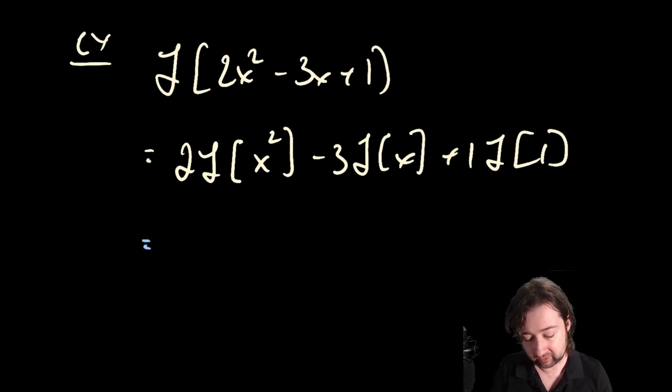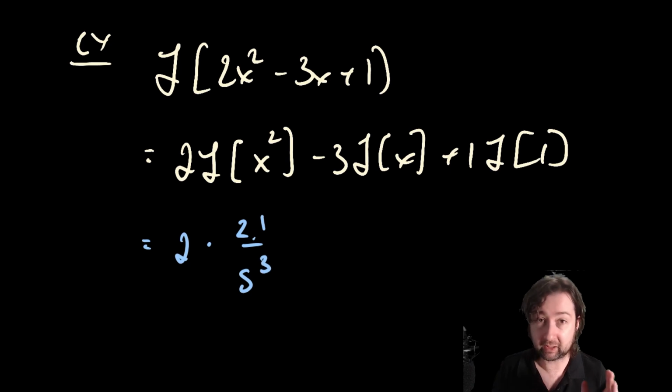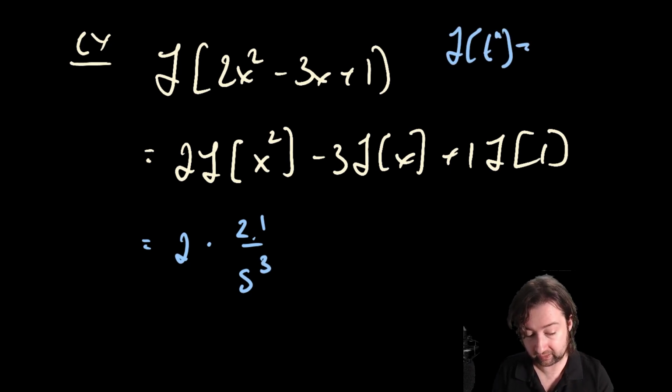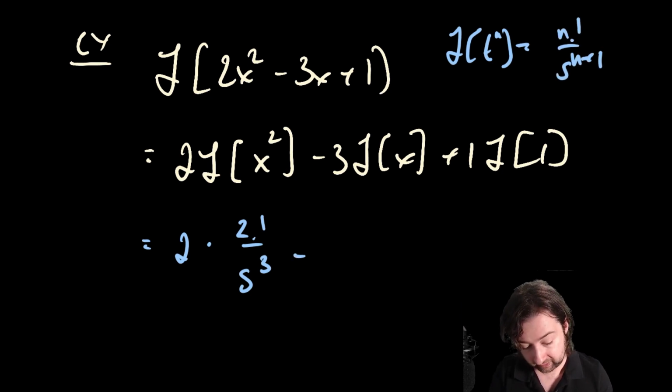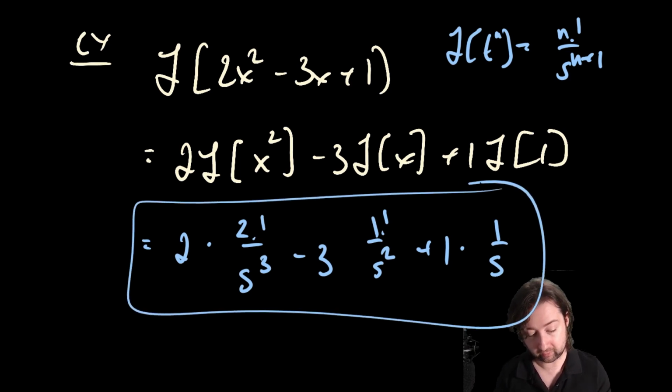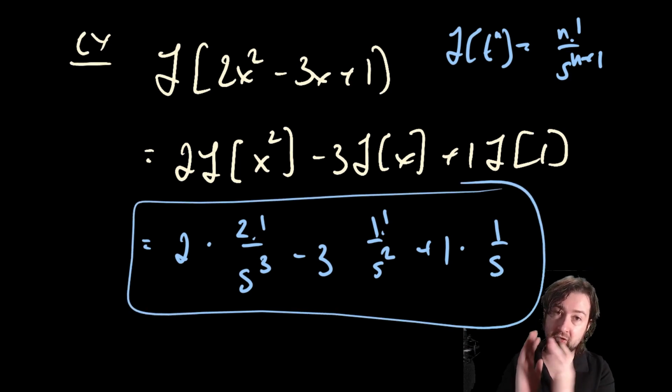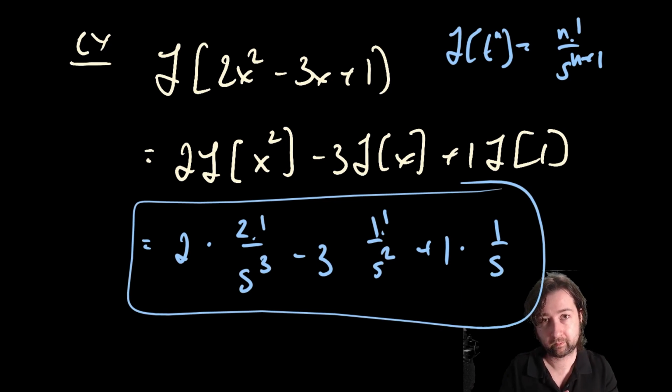And what we're going to get here is 2 times 2 factorial over s to the third, because of the formula that says that the Laplace transform of t to the n is equal to n factorial over s to the n plus 1, minus 3 times 1 factorial over s squared, plus 1 times 1 over s. And so I can compute Laplace transforms of combinations just by applying it term by term.